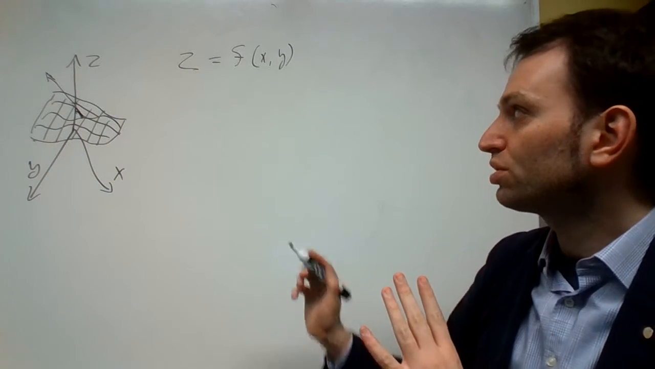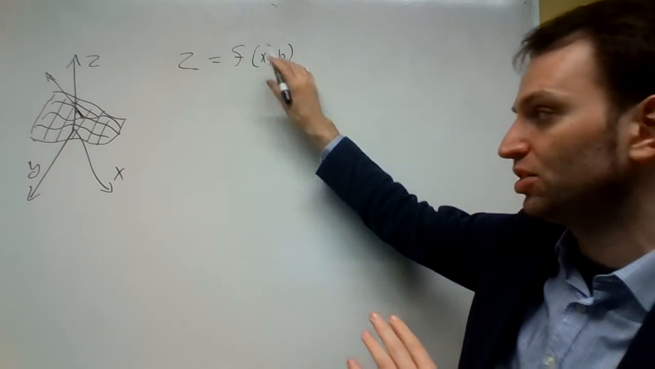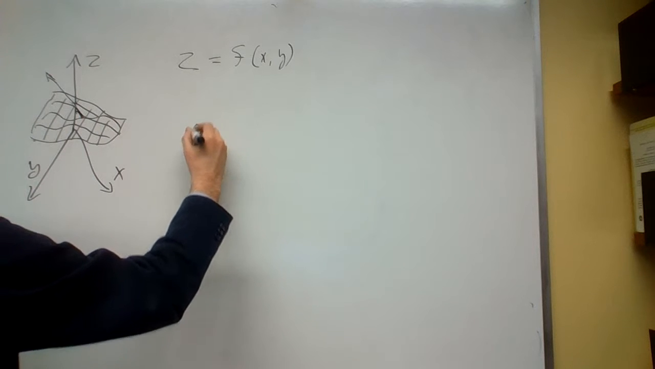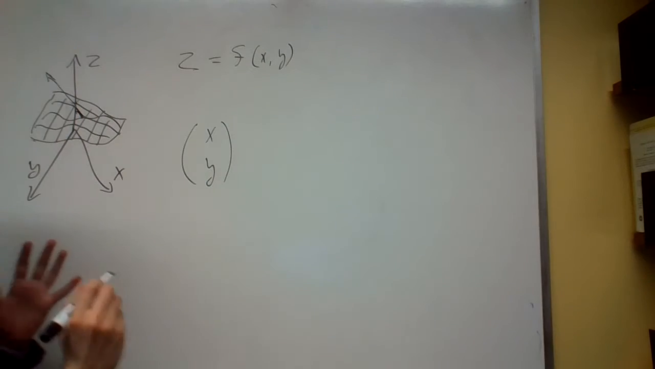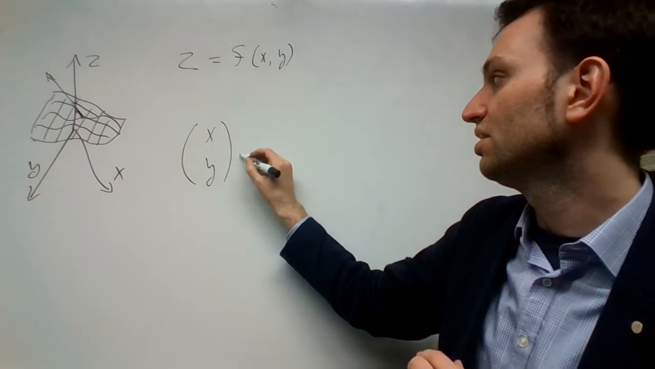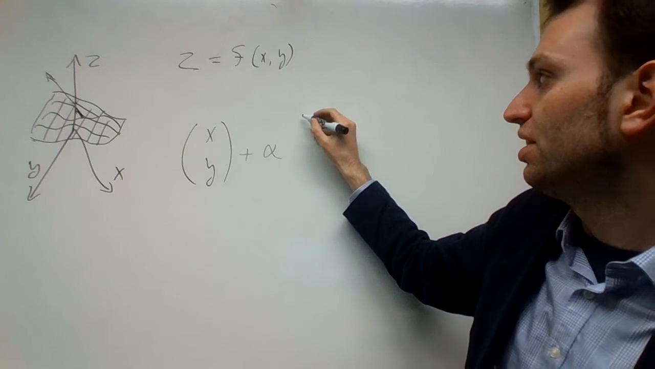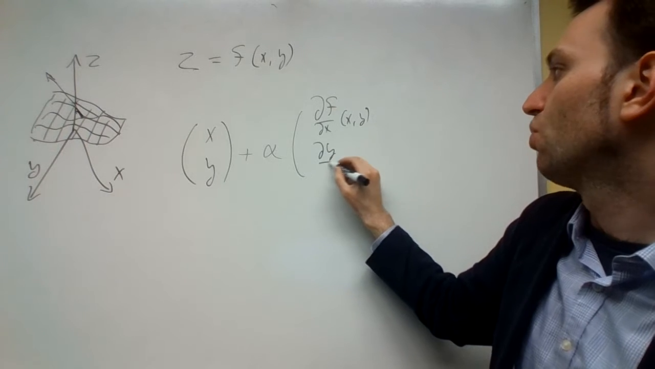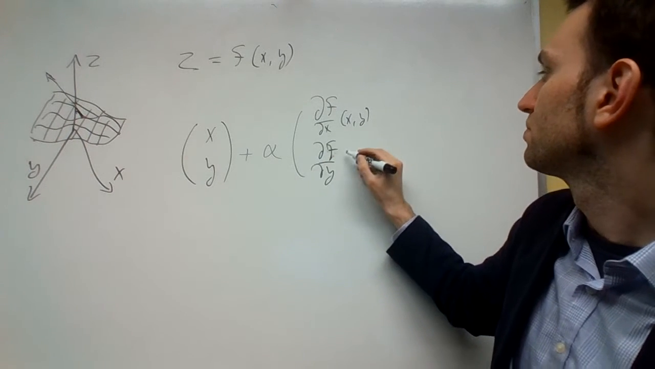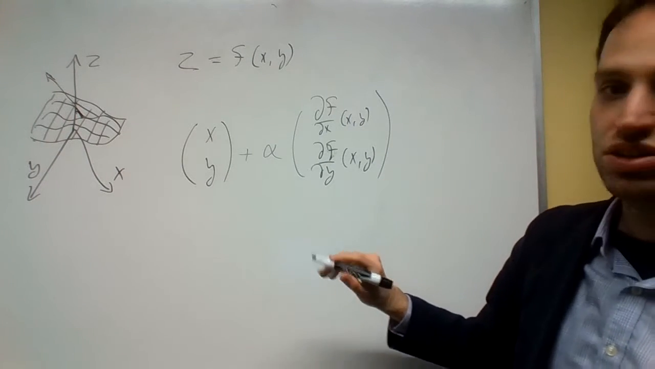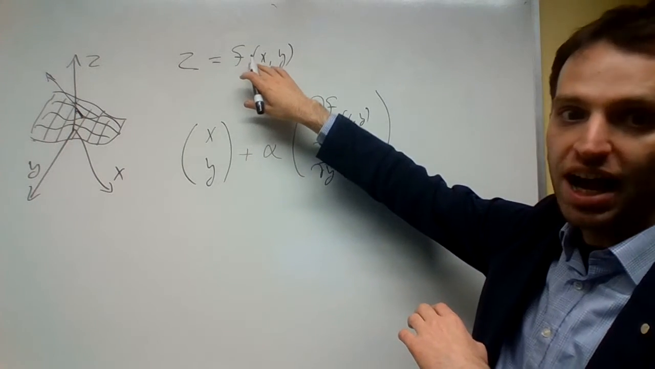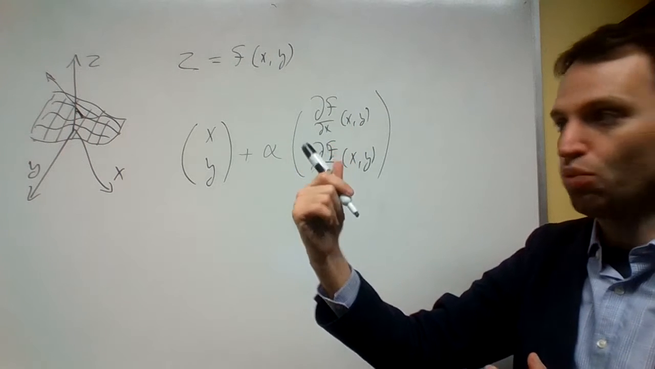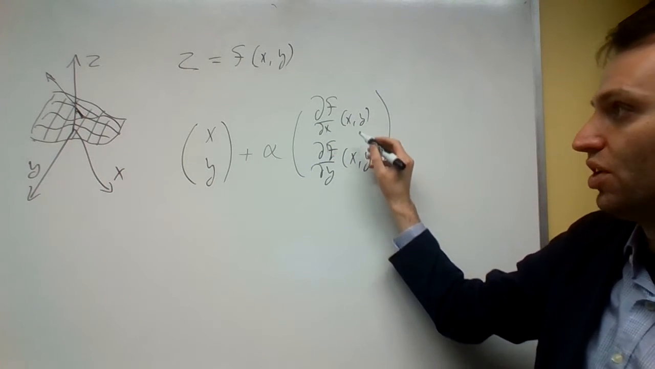Well, we know that in order to increase f of x, y as much as possible at the point x, y, we need to follow the gradient. So what does it mean? It means that if we're now at a point x, y, then the best that we can do is move a little bit in the direction of the gradient: df by dx at x, y, and df by dy at x, y. So that's what we need to do in order to increase f as much as possible by going a distance of 1 in a particular direction. We need to follow this vector.